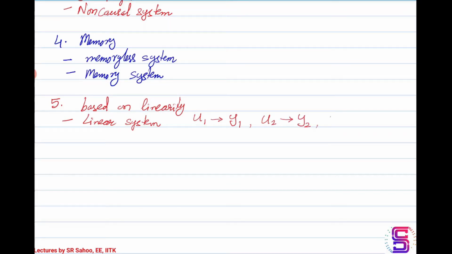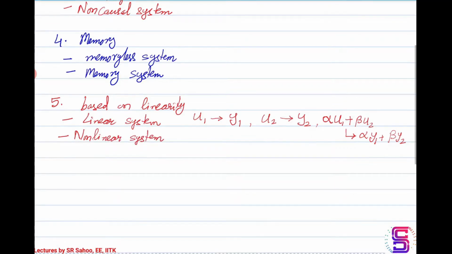Then if you scale up the input u1 and the input u2 and add this scaling, then the output that you get is a scaled version of the corresponding outputs summed together. Okay, so this is the linear. The linear systems obey this. Systems which do not obey this will be termed as non-linear systems.